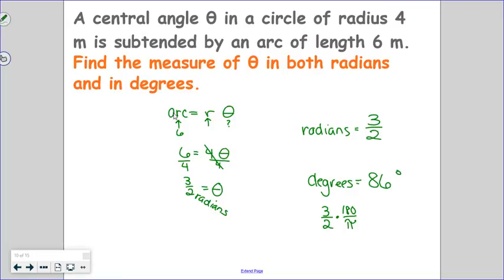Okay, this is it. This is what people are going to mess up. They're going to want to change that somehow. It is just 3 over 2. Okay, and that is your measure in radians. 1.5 radii along our circle.